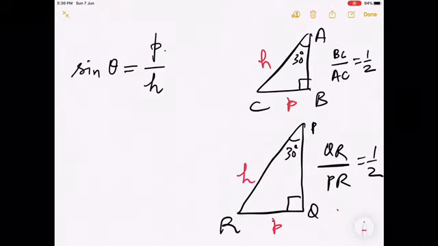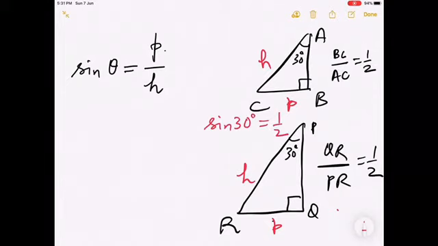So therefore, perpendicular upon hypotenuse, the ratio will always be the same for this angle of 30 degrees. So in place of theta, if I write 30 degrees, then I can write like this: sine 30 degree is equal to half. It will not depend on the triangle, whether the triangle is big, small, what kind of triangle you have. If one of the angles is 90, the other angle is 30, then the ratio of perpendicular to hypotenuse will always be half.